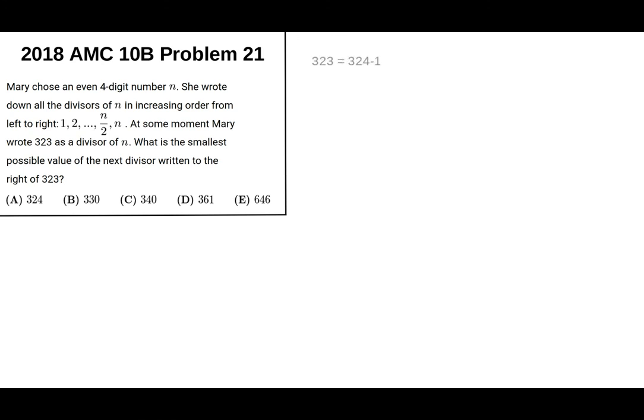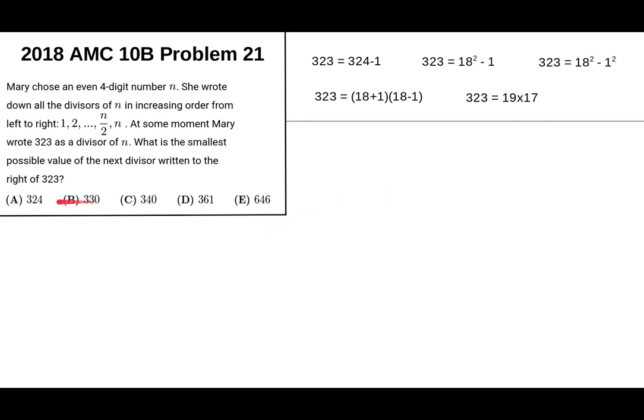So the way we're going to solve this problem is, 323 is obviously 324 minus 1. 324 is 18 squared, so 323 can be written as 18 squared minus 1. 1 is 1 squared, so 323 can be written as 18 squared minus 1 squared. And that's a difference of squares. So we can factorize to get 323 is 18 plus 1 times 18 minus 1, which means that 323 is 19 times 17.